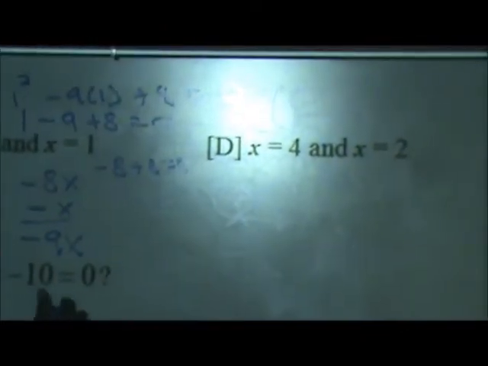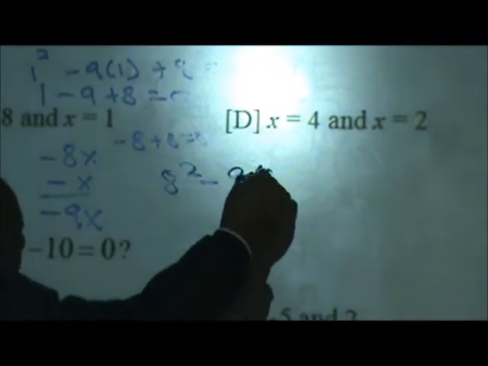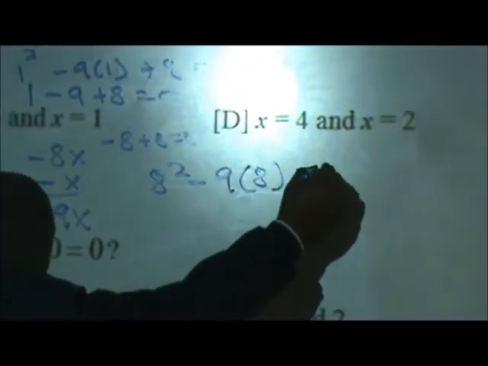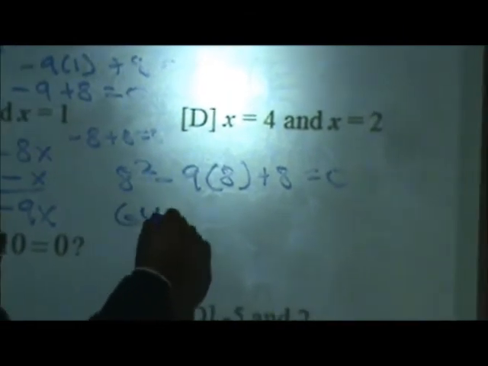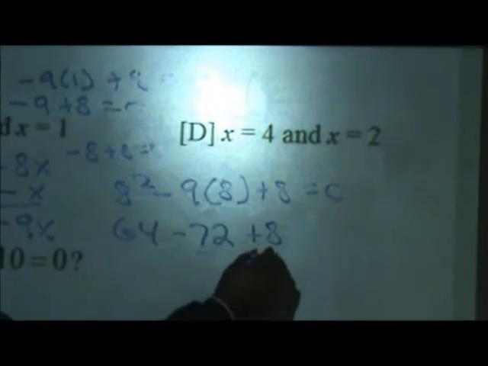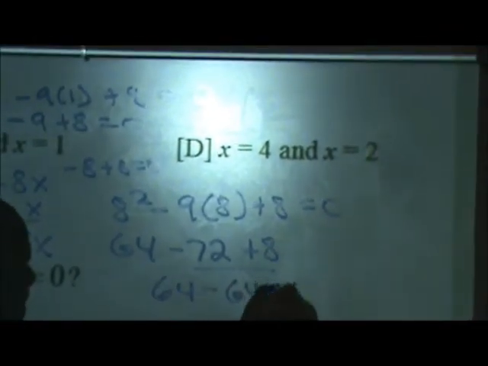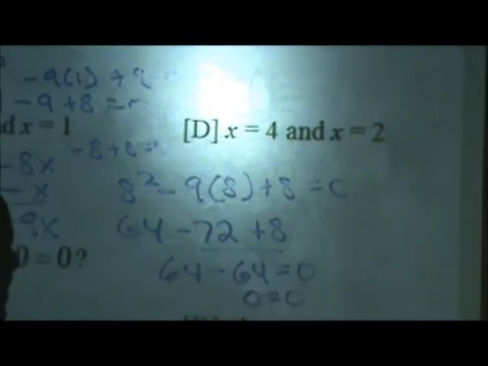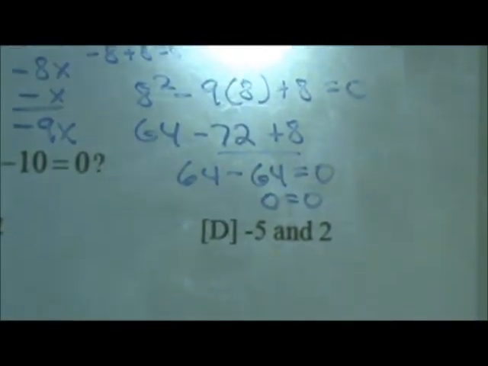And then what was the other one? 8. 8 squared minus 9 times 8 plus 8. I wonder if that's 0. Okay? I get 64 minus 72 plus 8. I'll put these two together, and that's 64 minus 64. So yes, that is 0. Okay? So there's 2 ways you could have done it there with multiple choice. All right, you can pause now.